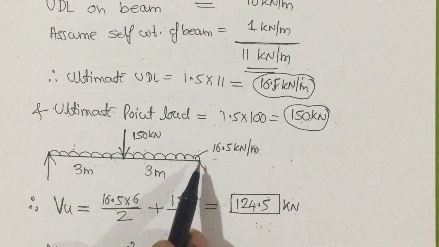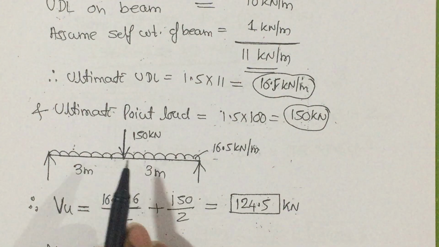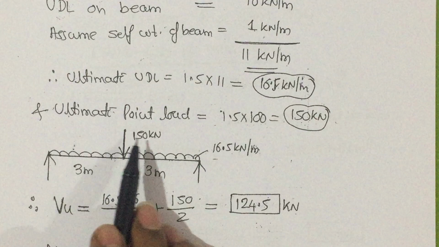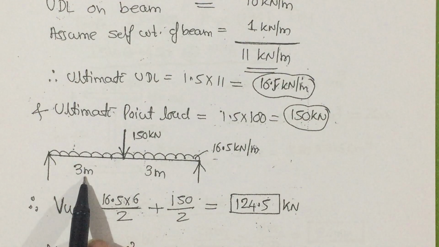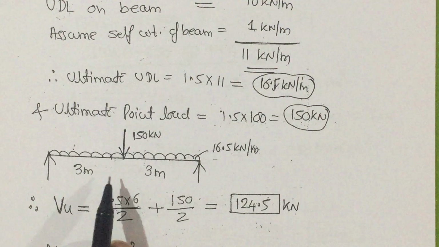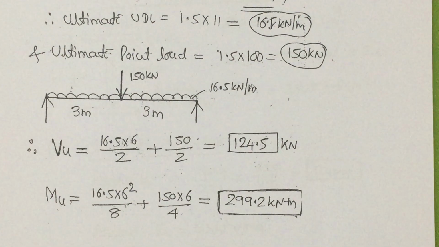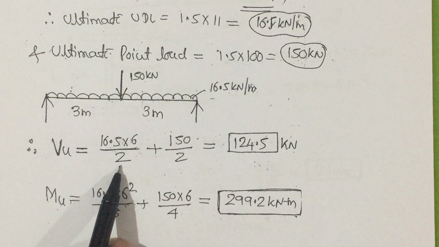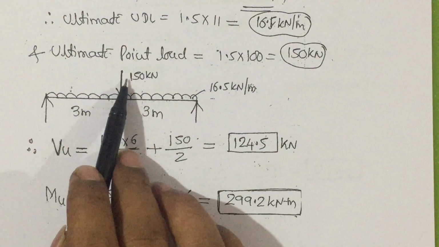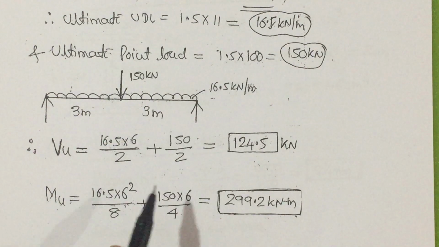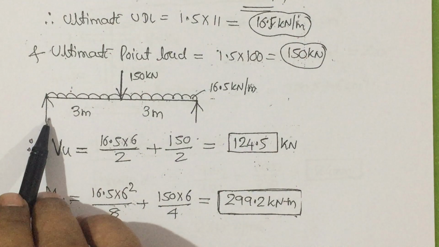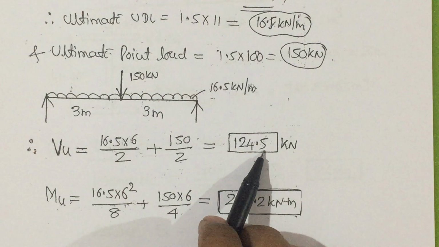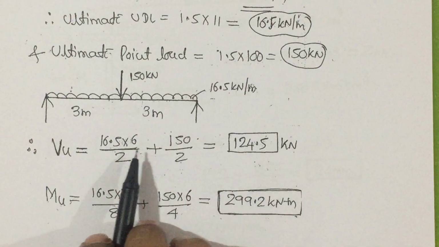Then it is a simply supported beam, with UDL acting and the point load acting. The factored UDL value is 16.5 kilonewton per meter and the point load value is 150 kilonewton. The total length is 6 meter, so 3 meter on either side. Now calculate VU and MU. VU is given by WL divided by 2 plus W by 2. If it is a UDL, reaction will be WL by 2, for point load it is W by 2. So, you are going to get the value 124.5 kilonewton.